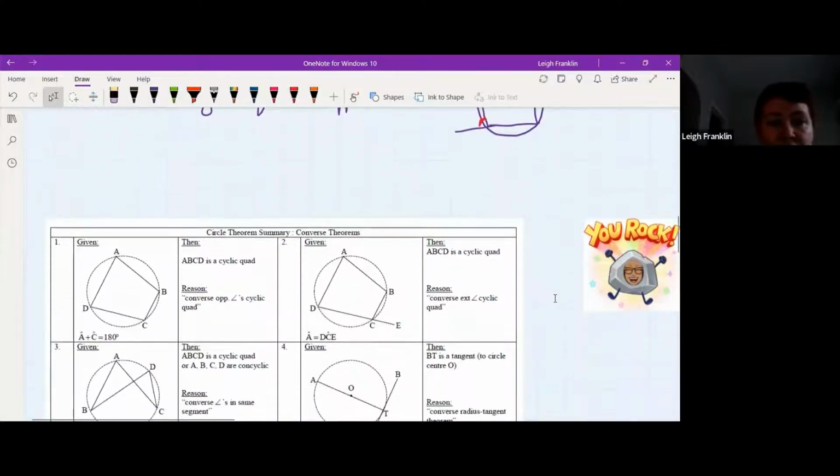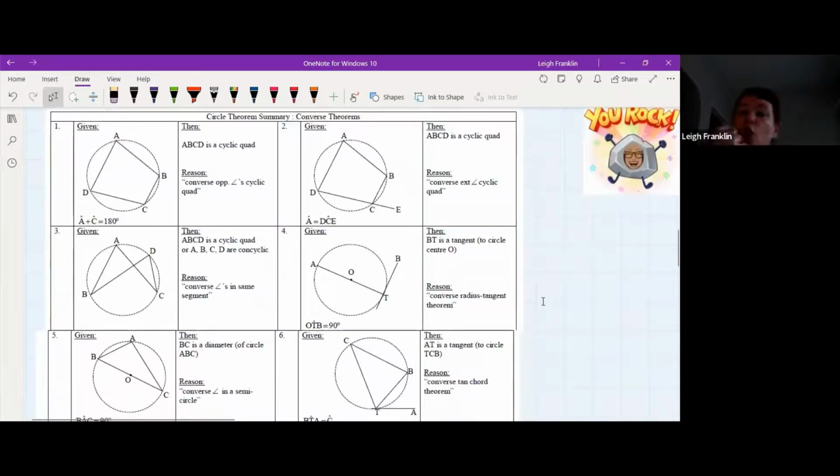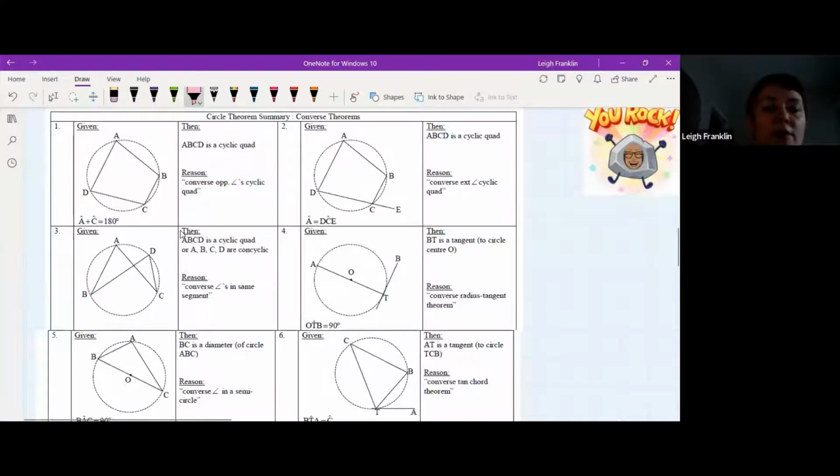Now the things that we often find a little bit more difficult in geometry are when we have to prove converses. So number 1, number 2, and number 3 are how we prove that quads are cyclic, and they will always ask you to do this. If you have a look at any matric exam from the time that we started doing geometry again, you will always be asked to prove that a quad is cyclic as one of the questions. So this is definitely something that's going to come up.